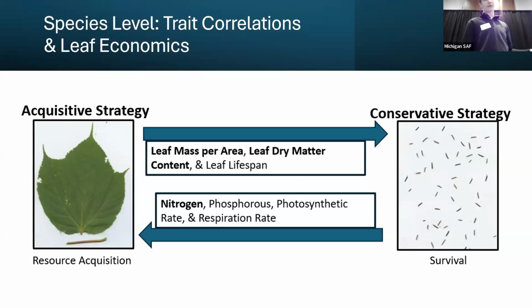On the flip side, we have more conservative strategies, such as, locally, Eastern hemlock, which is a very conservative species. It has high mass per area for each leaf, high dry matter content, but generally lower nutrients than some of these other broadleaf species. So this can get at their general strategies: the live fast, die young acquisitive strategy versus the more conservative strategy where they're looking to live longer, maybe grow slower.